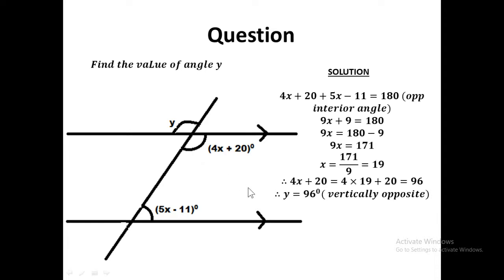I explained how you can find vertically opposite angles in line geometry. Vertically opposite angles form something like an X. This line and this line form something like an X. So this angle here is vertically opposite to this one, and this angle here is vertically opposite to this angle here as well. So vertically opposite angles are equal. If you don't understand that, go and check our video on line geometry so you understand vertically opposite angles. So that's the solution to that question, and y is 96 degrees.